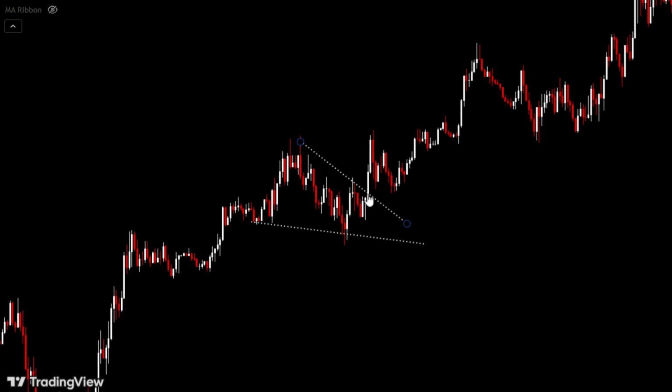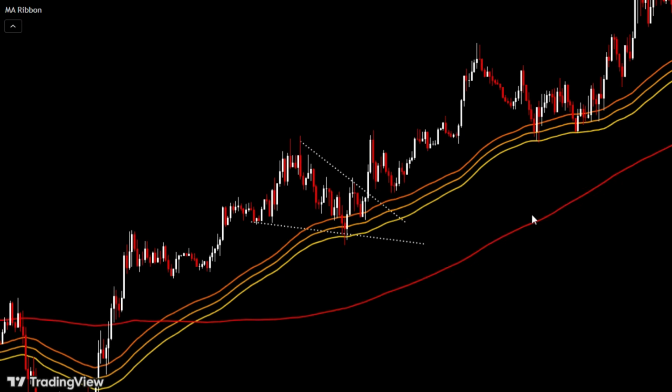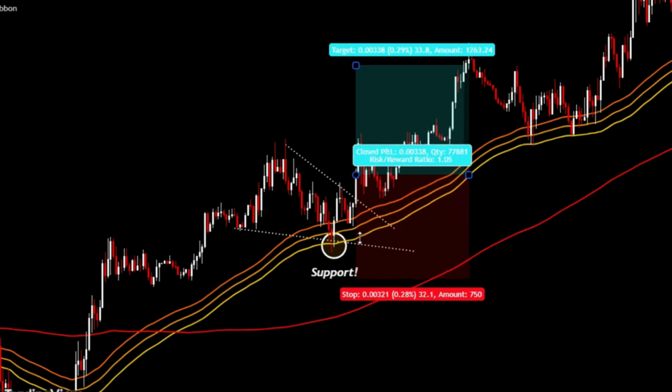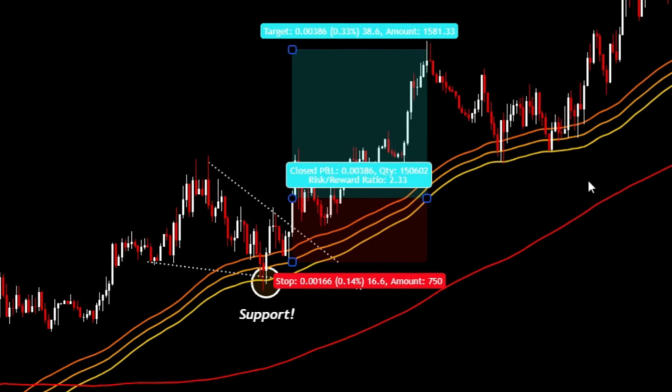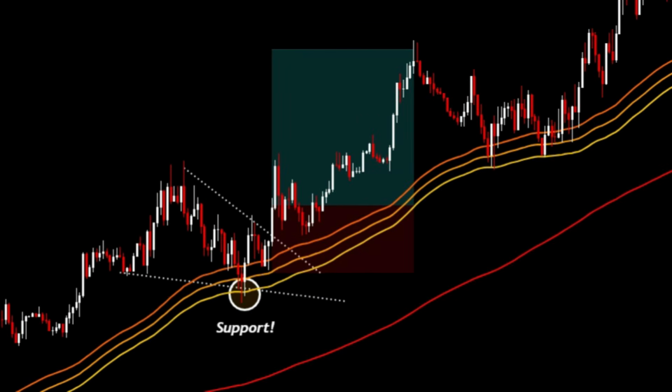Once the breakout happens, I don't just jump into a trade immediately. For an extra layer of confirmation, I bring up the moving average ribbon. And right there, you can see a pullback to the moving average, which is actually supporting the price movement. That is a solid confirmation that the trend continuation is valid.